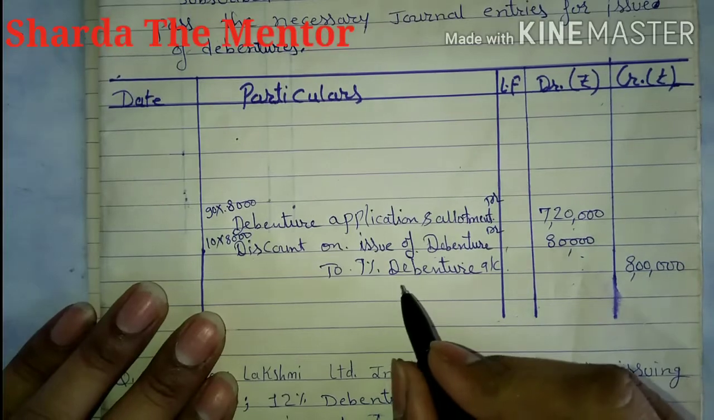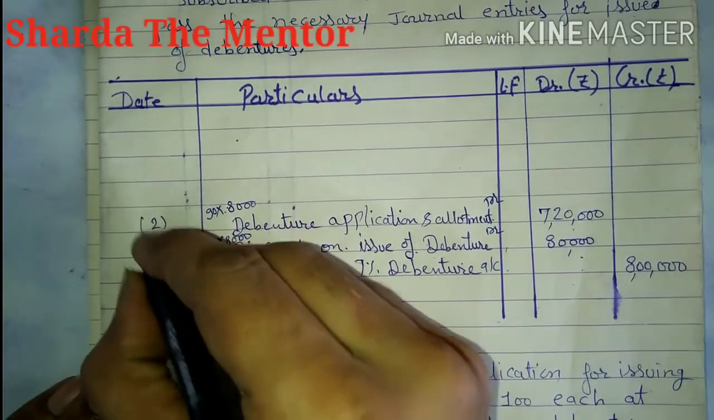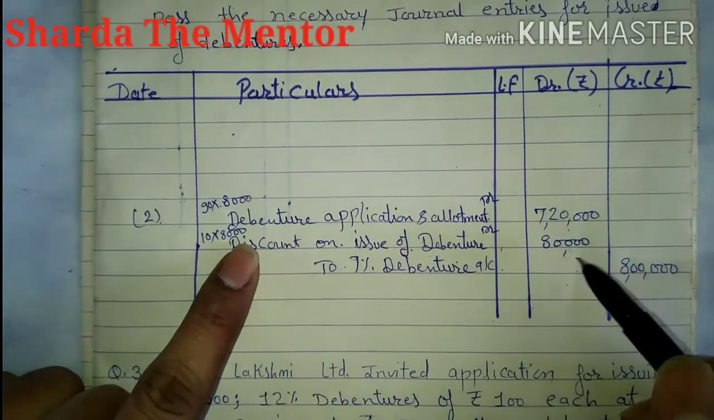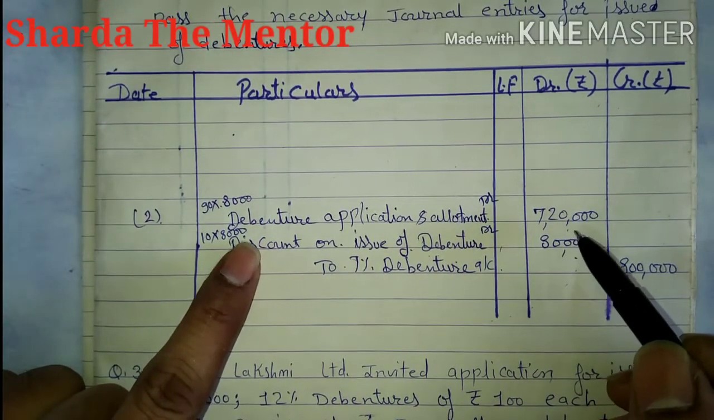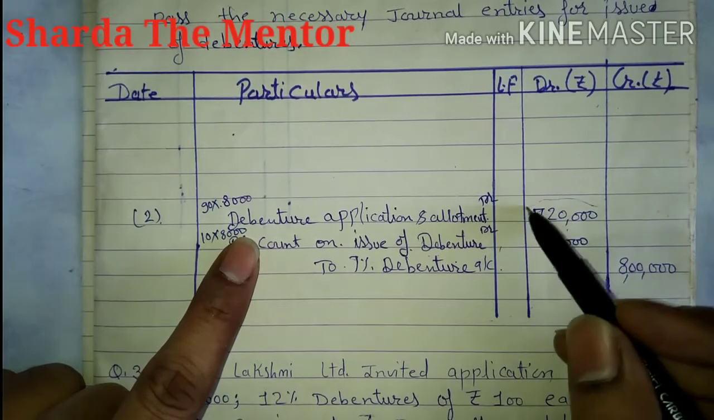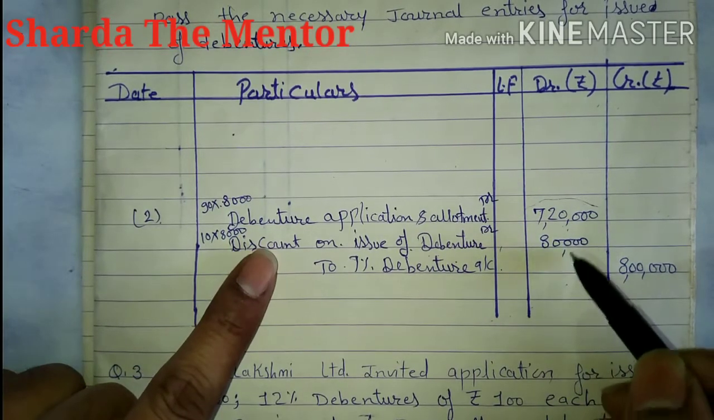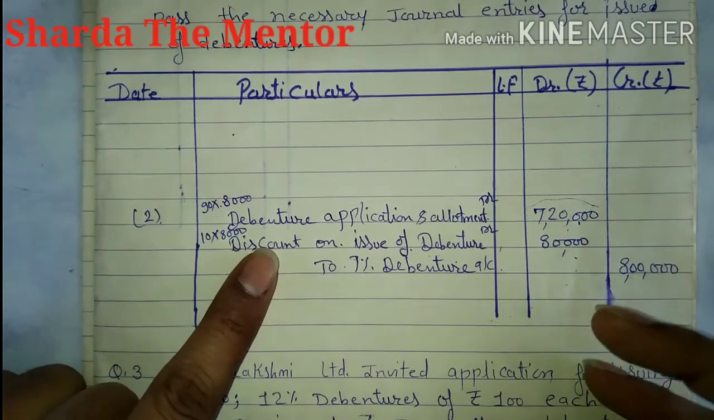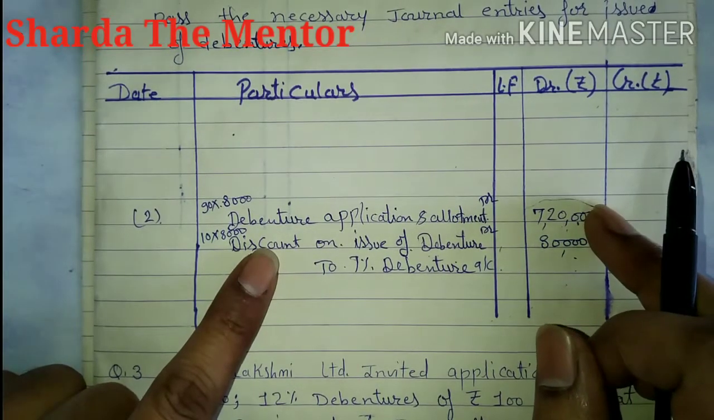Now I pass the second entry first, because with the help of that you can understand, like whenever you buy any product at a discount, you have to pay only the remaining amount. You need not pay the discount amount. So you have to pay only 7,20,000. So that 7,20,000 will be transferred.